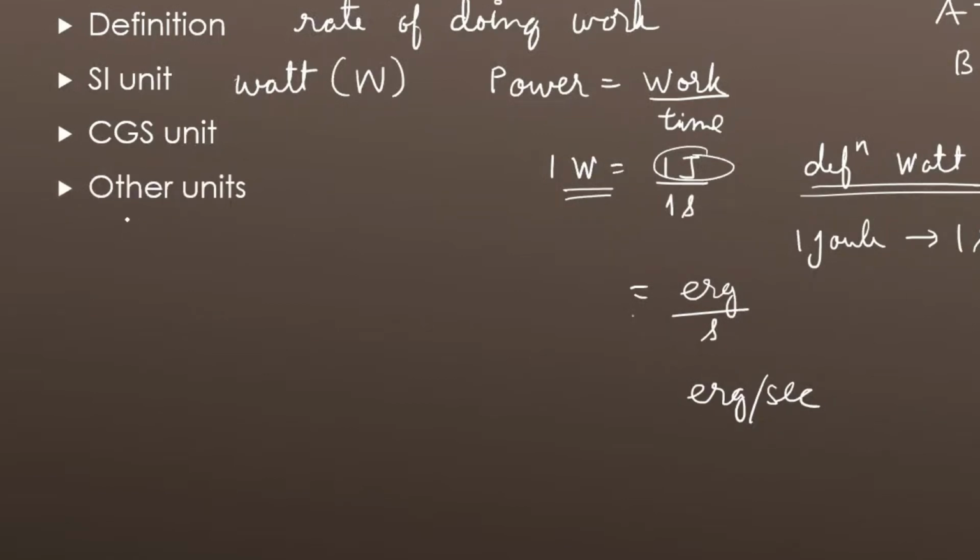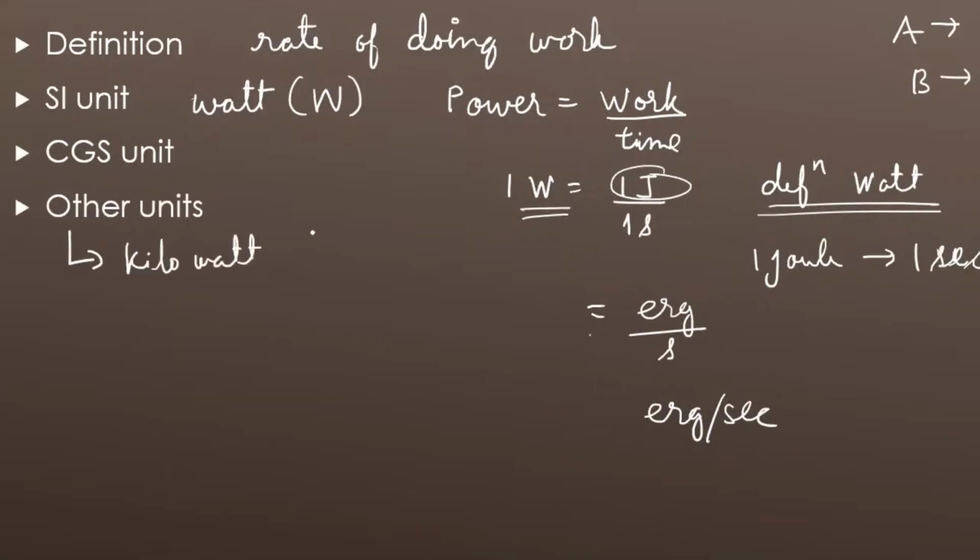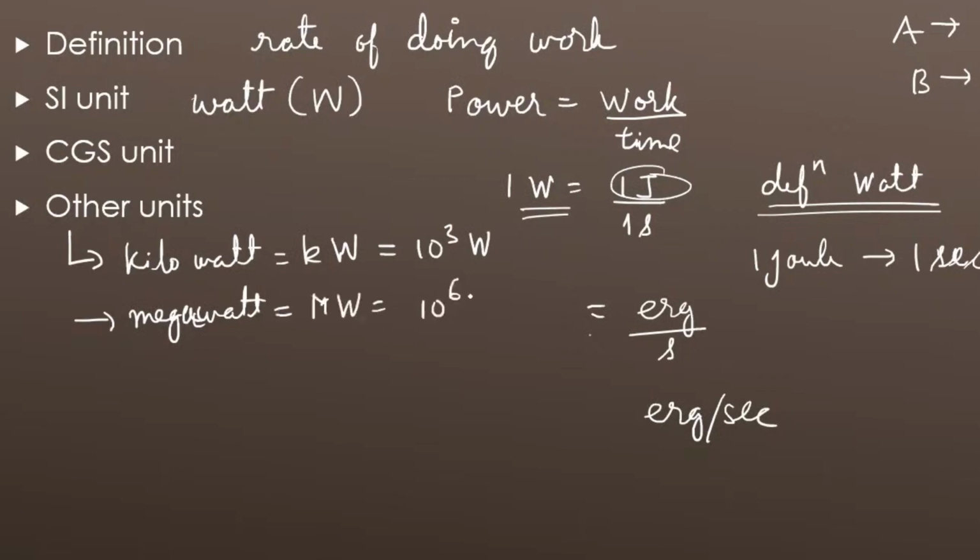The other units for power are kilowatt, written like this, which is 10 to the power 3 watt. Then there is megawatt, 10 to the power 6 watt. You should be writing all of this. Then you have gigawatt. This is capital M, and this is capital G, 10 to the power 9 watt.